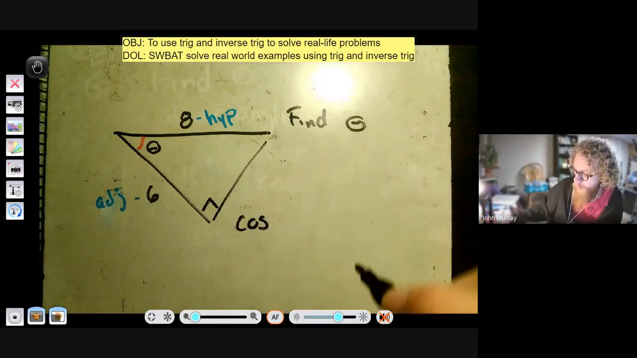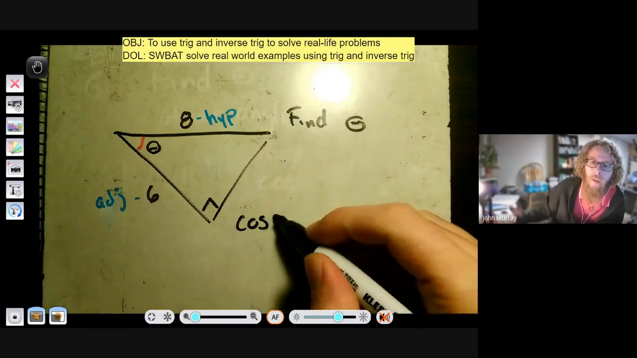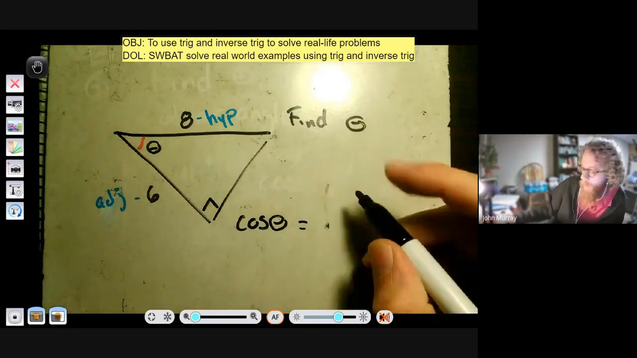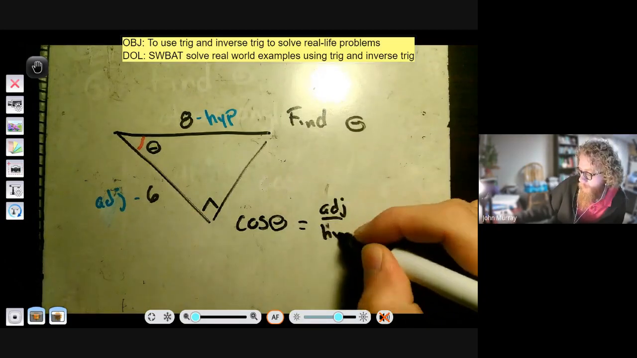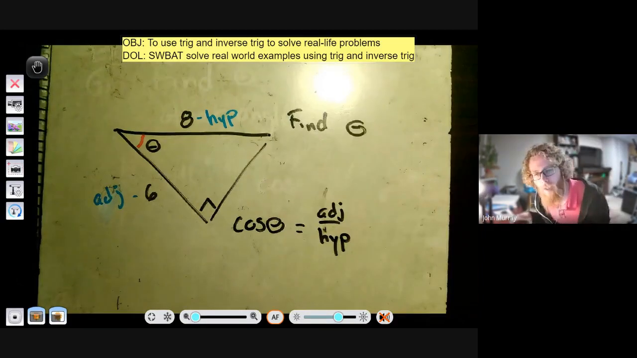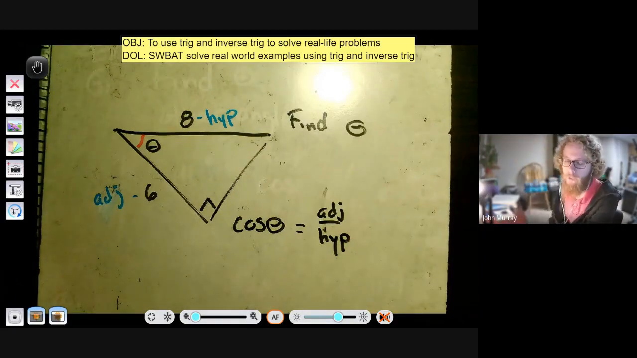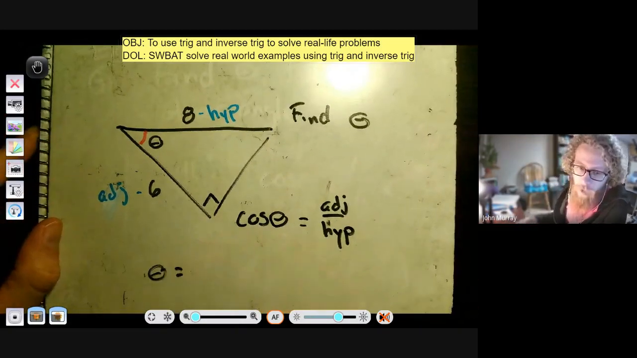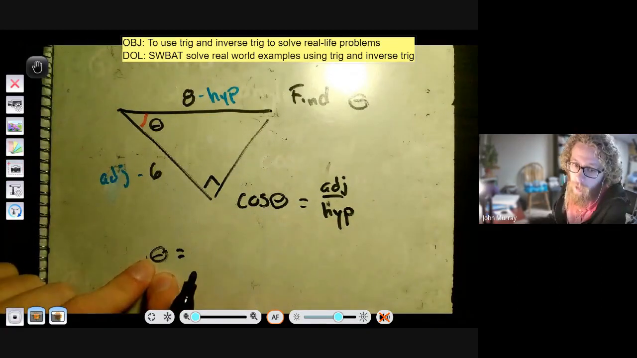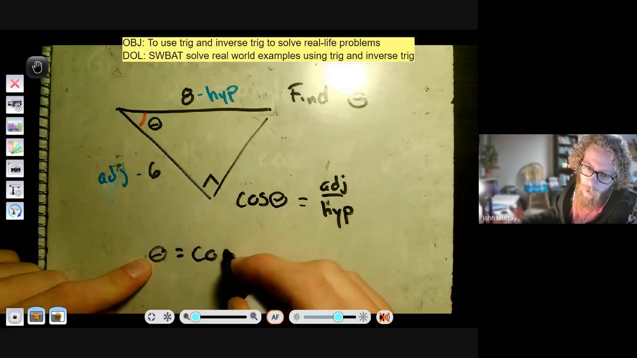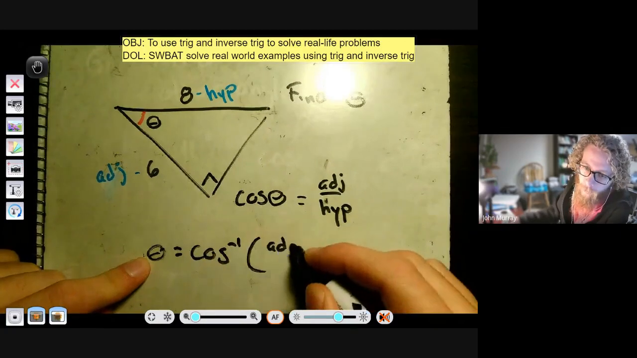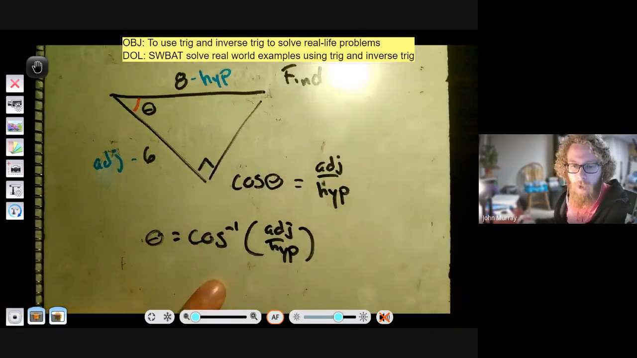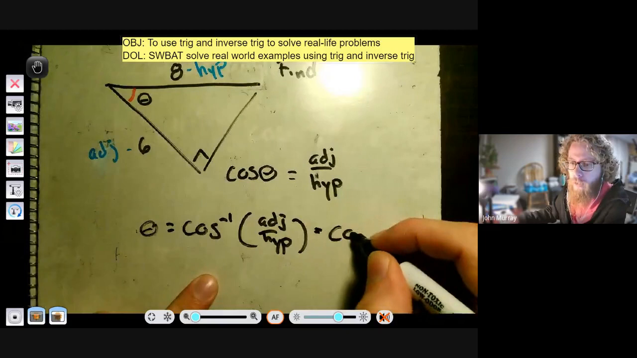So for this, you should have used the cosine trig function. Right, so we have the cosine of theta equals the adjacent over hypotenuse. If you're trying to make this a little quicker, you can write the equation as theta equals the inverse cosine of your adjacent over hypotenuse. Right, so that's how it should have been set up, plugging in the numbers.